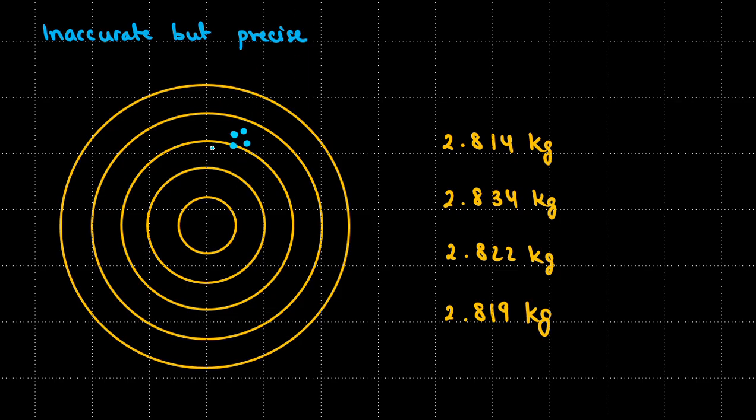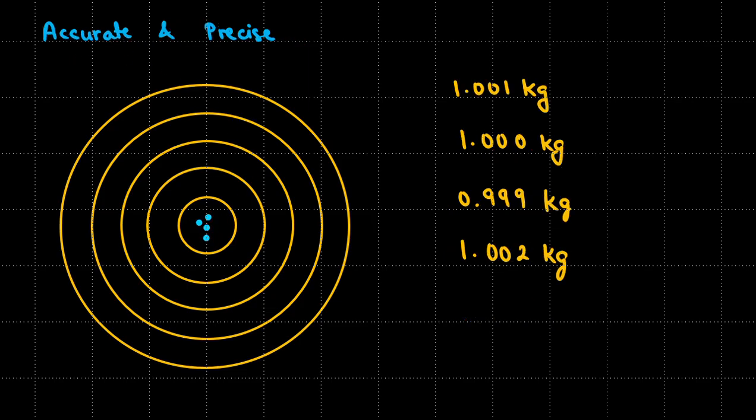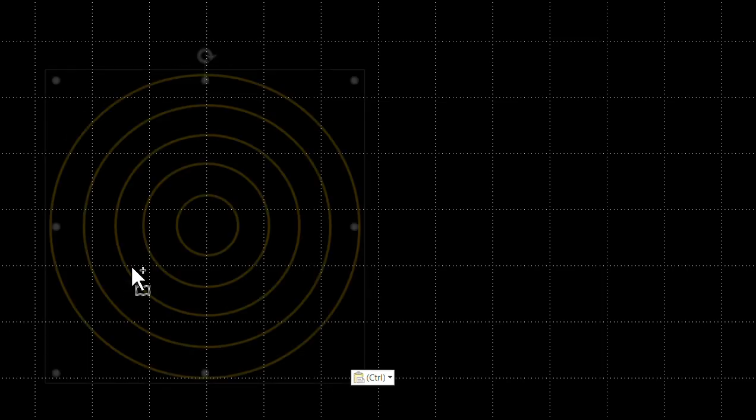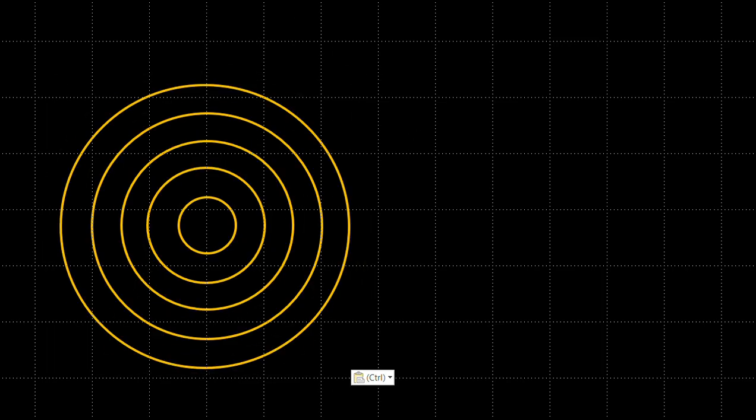So this is very precise data since you're hitting one spot, but it's inaccurate because you're not hitting the correct spot. Like here, it's both accurate and precise because you're hitting the spot as well as hitting close to the spot. Here, it is accurate because on average, in a mean, you're hitting the spot, but it's imprecise because you're not close at the spot. Now, the final one, which is inaccurate and imprecise, is basically useless for us.